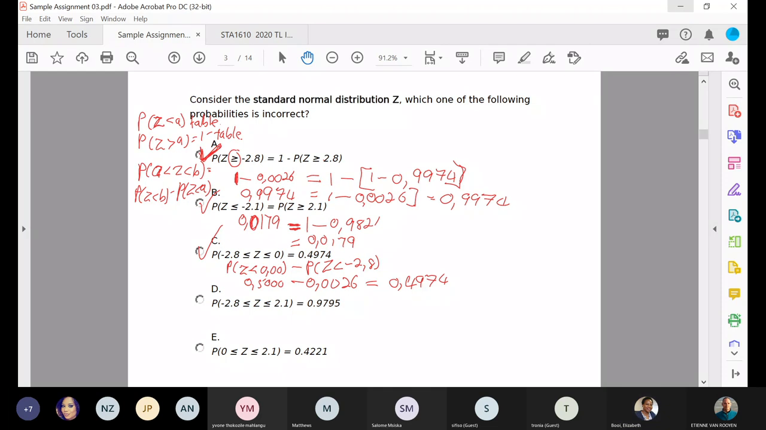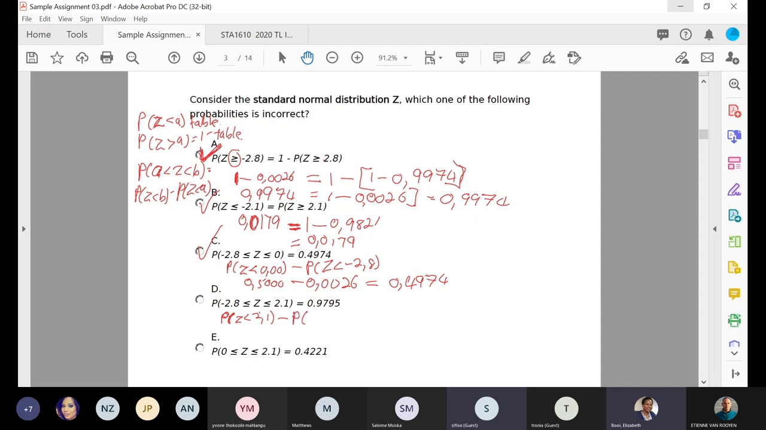So D, go find that probability. Let me give you a chance to also answer at least one. Okay, so what is the probability of Z less than 2.1? No, for 2.1, because we first need to do the probability. 2.1 is 0.9821, sorry.